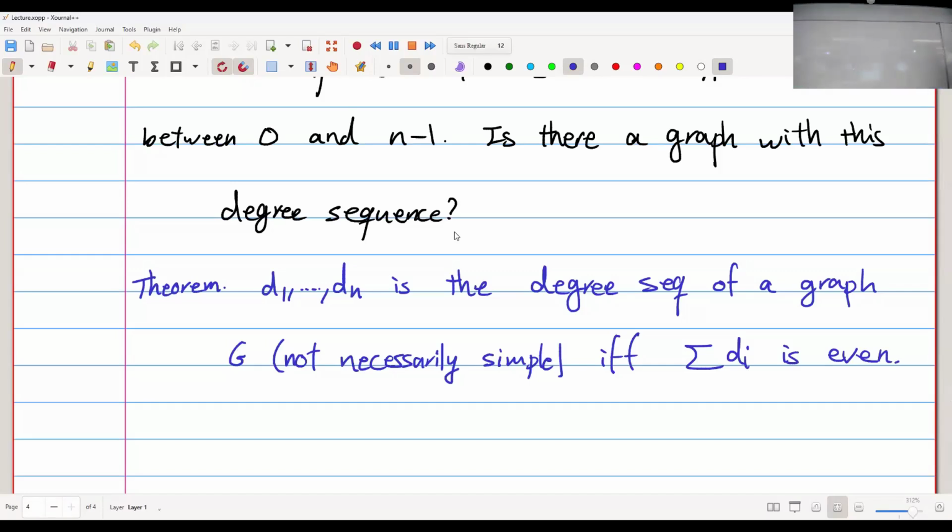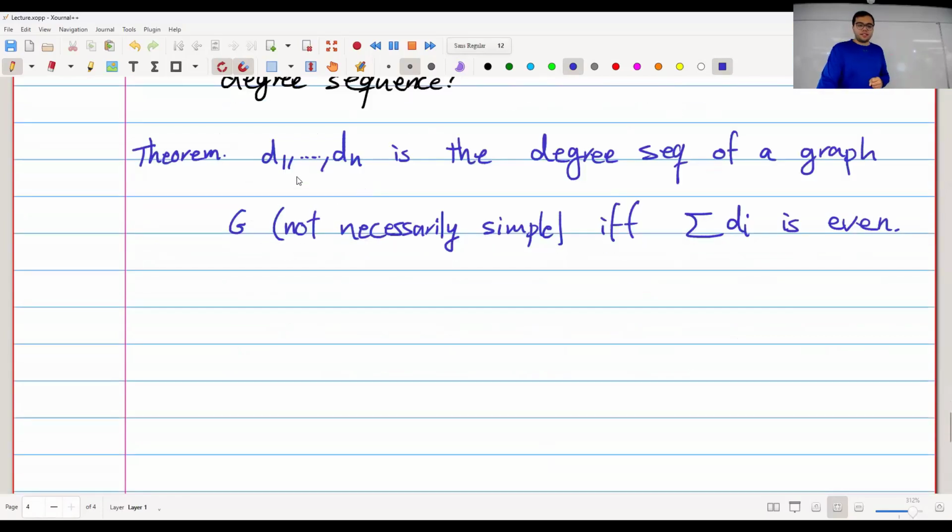So one side of this theorem is trivial. If the di's are the degrees of the vertices in a graph, their sum is twice the number of edges in the graph, so their sum has to be even. I'm saying the opposite here actually also holds. If I just give you these numbers and their sum is even, you can always form a graph that has exactly these numbers as the degrees of the vertices. Now, why does this hold?